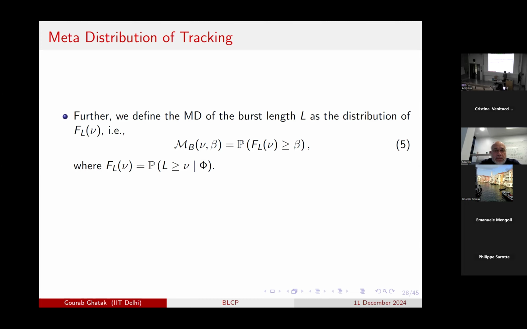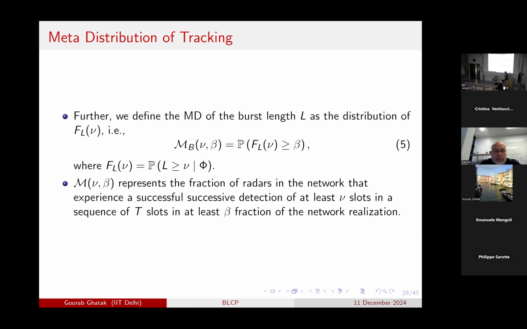where the conditional CDF is the probability that the burst length was greater than nu for a given realization of the point process. So this will give me the fraction of radars in the network that experience a successful successive detection of at least nu slots in a sequence of t slots in at least beta fraction of the network realization. But this is something which was intractable.